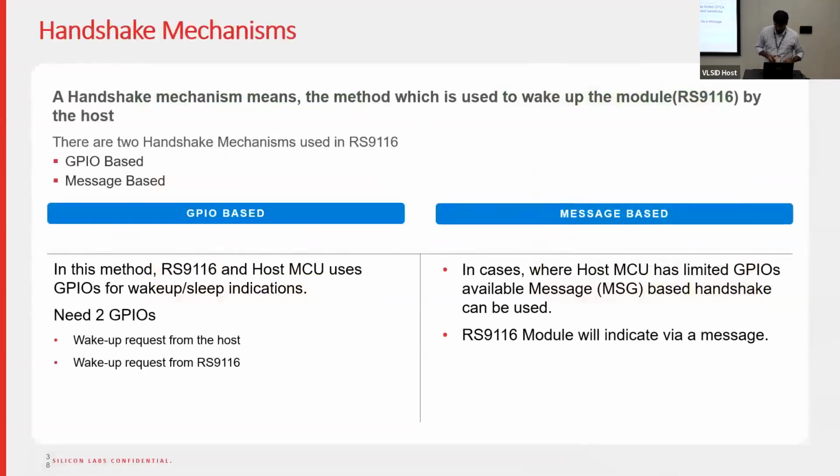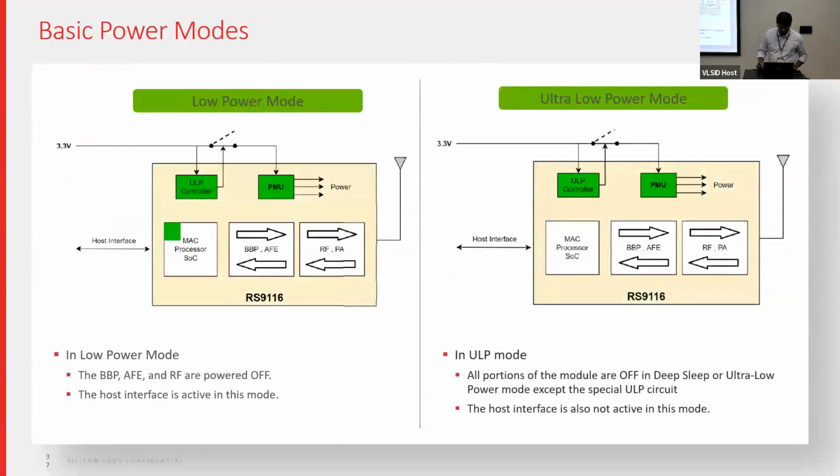When you say shut off, does it mean the voltage will shut off, or is it just a power domain? It's a power domain. What is the ULP controller? It's an ultra low power controller which is specific to our module. It's our internal power save processor. We have one processor in the RS916 module itself. Is it fixed function or programmable? It's upgradable. It also has firmware versions and so on.